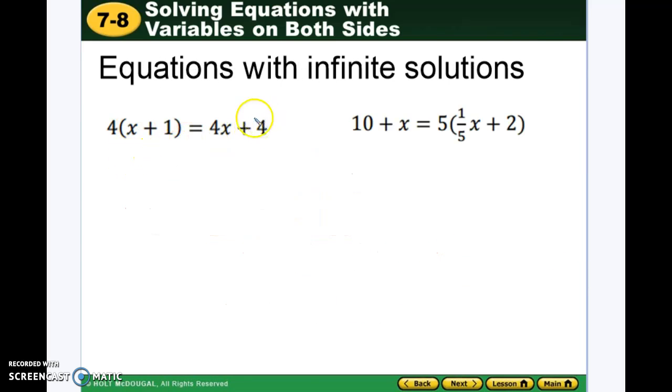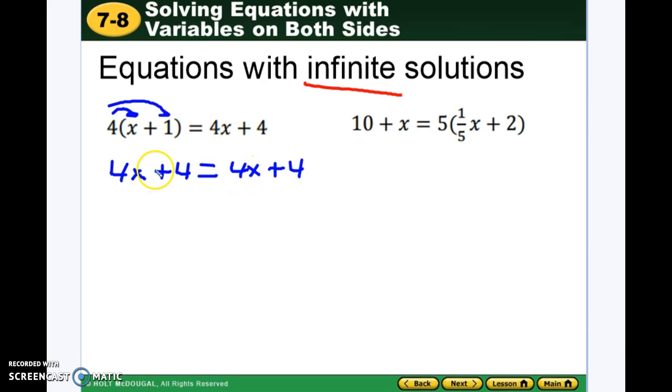Alright, so let's take a look at where we have infinite solutions. So we've seen problems with one solution, that's when we get x equal to a number, and no solution, when we end up with a false statement. Now we are going to see infinite solutions, which means many solutions. Let's start with the first example here. Again, you want to go ahead and distribute. So 4x plus 4 is equal to 4x plus 4.